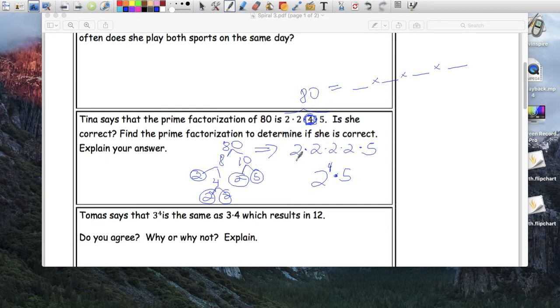So the right answer would be 2 times 2 times 2 times 2, prime, prime, prime, and prime, times another prime, 5. That gives you 80. And writing it in exponential form is 2 to the 4th times 5 equals 80.